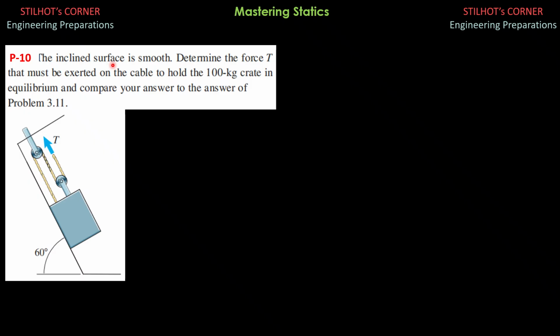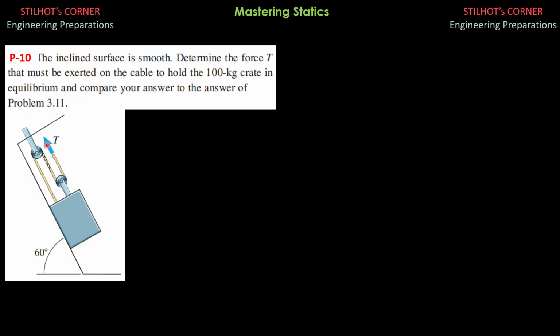Problem 10. The inclined surface is smooth. Determine the force T that must be exerted on the cable to hold the 100 kilogram crate in equilibrium, and compare your answers to the answers of problem 3.11. So there's no problem 3.11 here, but if it is suspended without the surface, then you can tell the answer. If there is only one cable, so one tension, then you can compare answers directly.